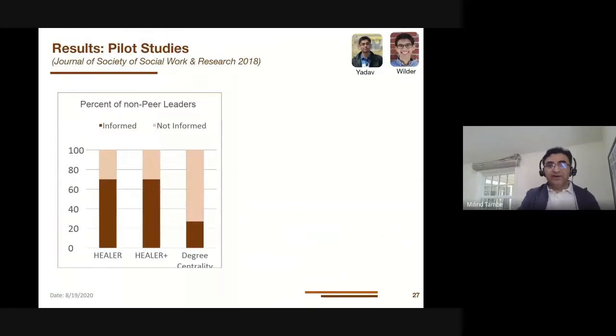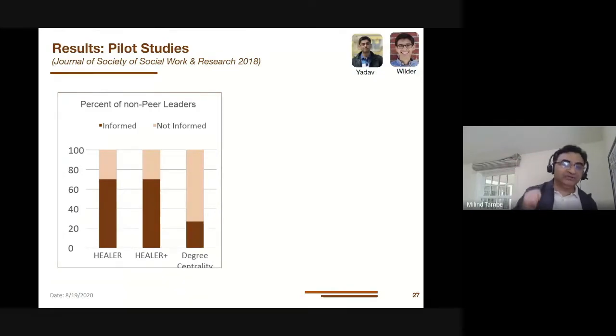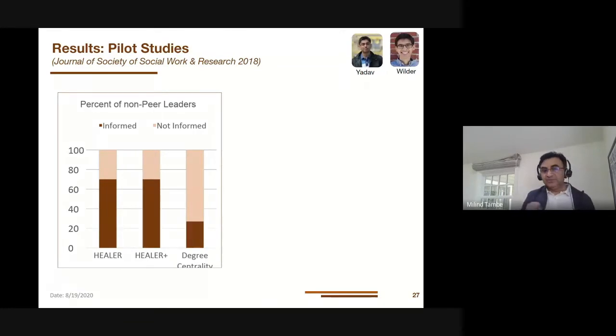And here's what we find. In this case, we are comparing the algorithms that have full knowledge of the network: Healer, Healer Plus, and degree centrality. With the AI algorithms, Healer and Healer Plus, 75% of the youth got informed about HIV. With degree centrality, only 25% got informed. So the AI algorithms are far more effective in spreading HIV information. But this is knowing the full network. Would sampling the network do just as well?